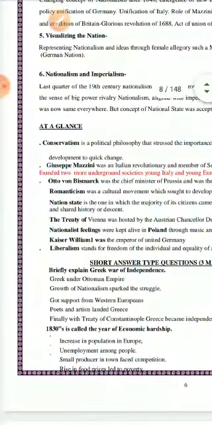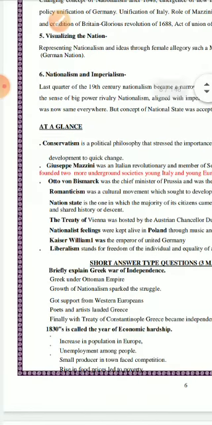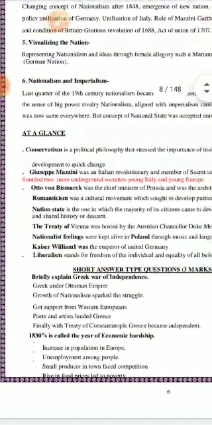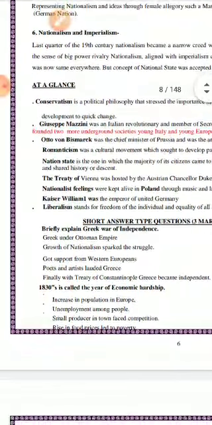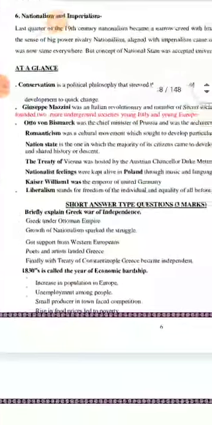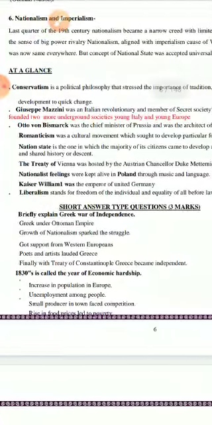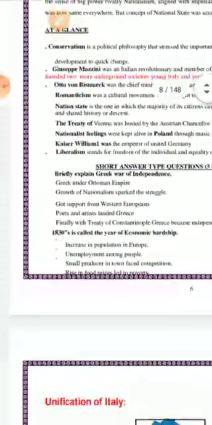Short answer type questions, that means 3-mark questions. Briefly explain the Greek War of Independence. Greece was under the Ottoman Empire. Growth of nationalism sparked the struggle. It got support from Western Europe. Poets and artists lauded Greece. Finally, with the Treaty of Constantinople, Greece became independent. These points should be there and you can explain in your own words, but these ideas should be there in your answer if it is a 3-mark question also.